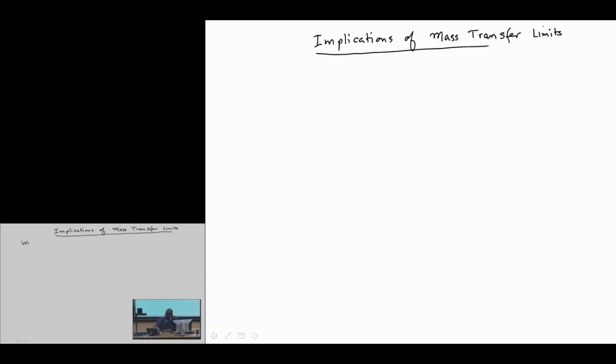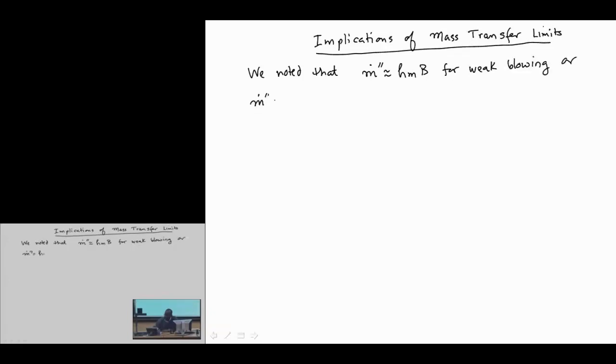So we noted that this mass flux can be written as h_m B for weak blowing, or m-dot equal to h_m ln(1+B) for stronger blowing. And so it's weak or strong compared to what?